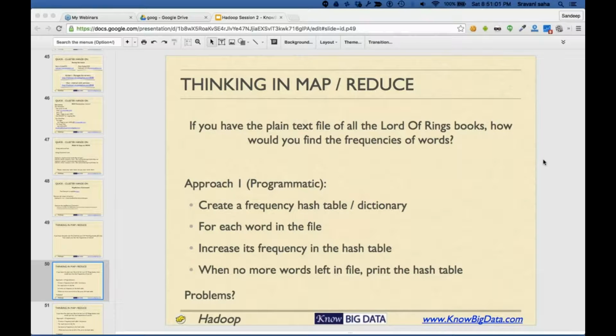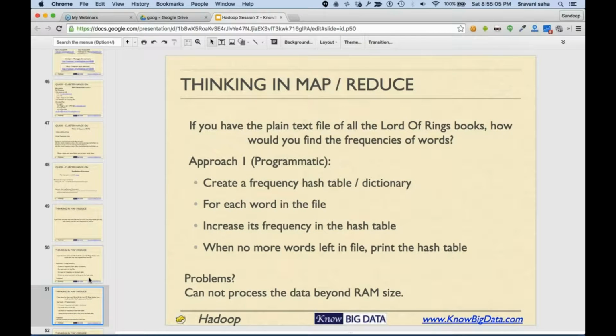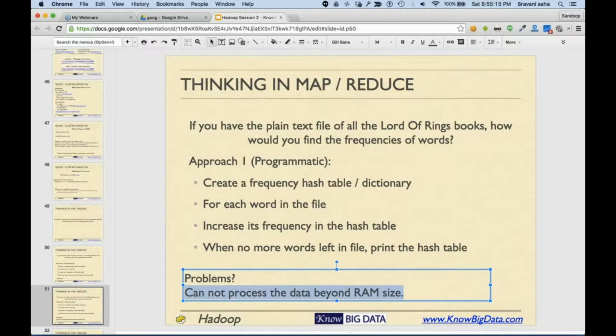Now, do you see any problem with this approach? The main problem in this approach is that it cannot process the data that does not fit in the RAM. Second, we are not taking the benefit of multiple processors available on your machine, and also we are not taking the advantage of multiple computers if available. But that's okay. Right now, the biggest concern we have is that it won't fit in the RAM.